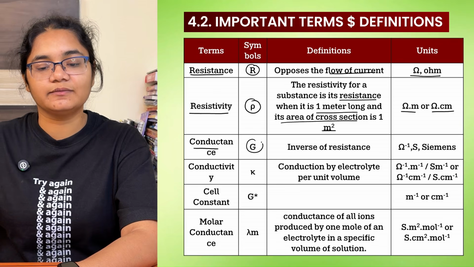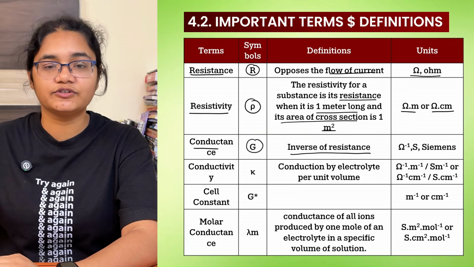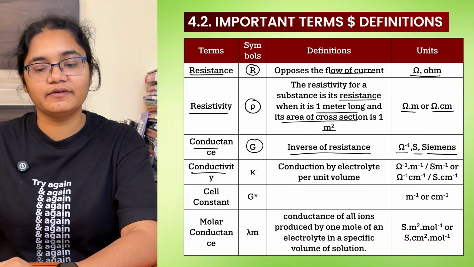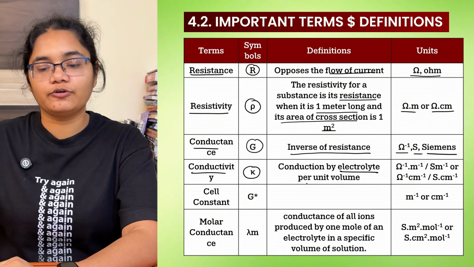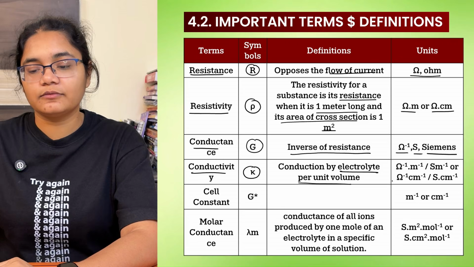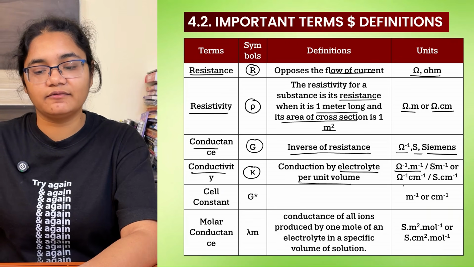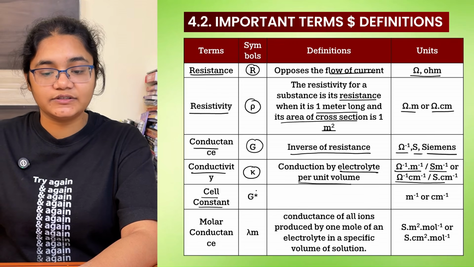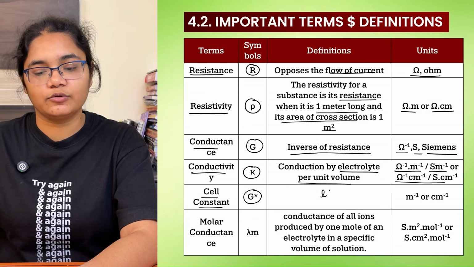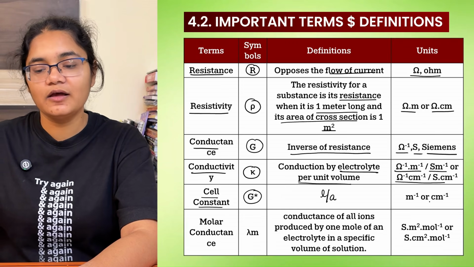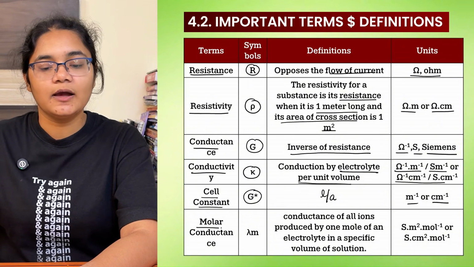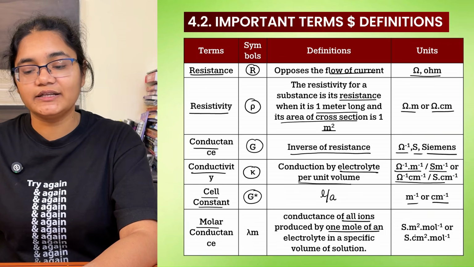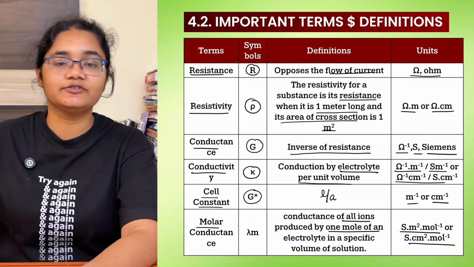Next we have conductance. Its symbol is G and the definition here is the inverse of resistance, and the unit is ohm inverse or S or Siemens. Coming to conductivity, it is denoted by kappa. It is the conduction by electrolyte per unit volume, and the unit is ohm inverse meter inverse, or S meter inverse, or S centimeter inverse. Next we have cell constant. It is denoted by G star. It is written as L by A, length by area. So its unit is meter inverse or centimeter inverse. Molar conductance is the conductance of all the ions produced by 1 mole of an electrolyte. Its unit is S centimeter square mole inverse or S meter square mole inverse.